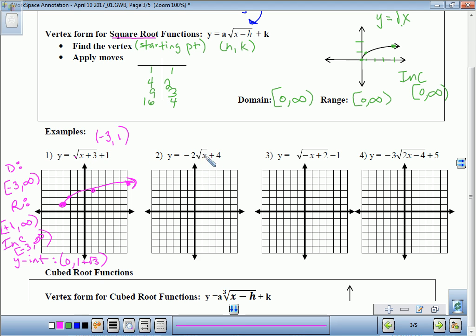Okay, on this one, there's nothing in their group with our x, so there's no shift left or right. There's a 4 at the end, so we're going up 4.